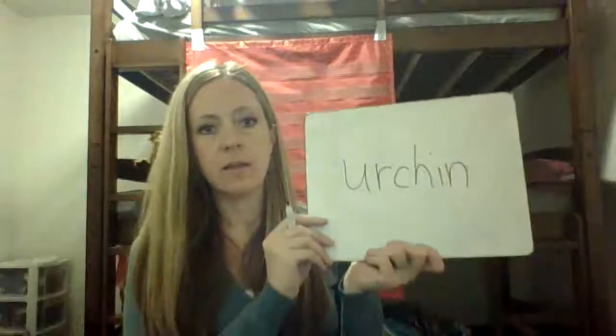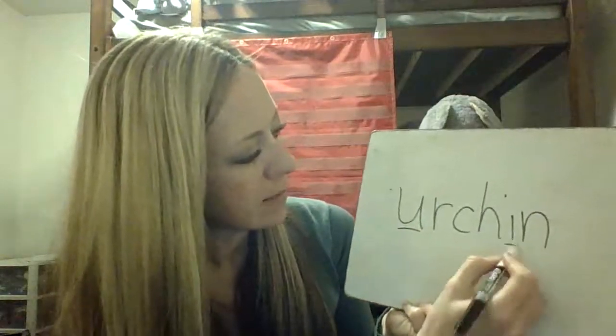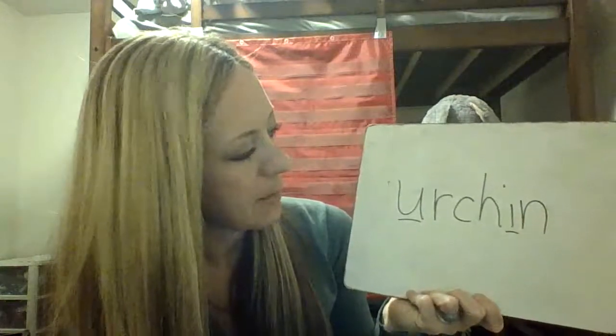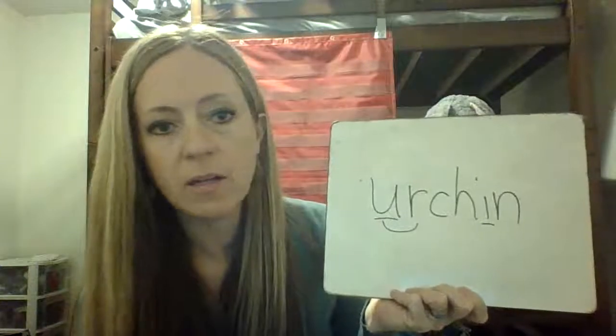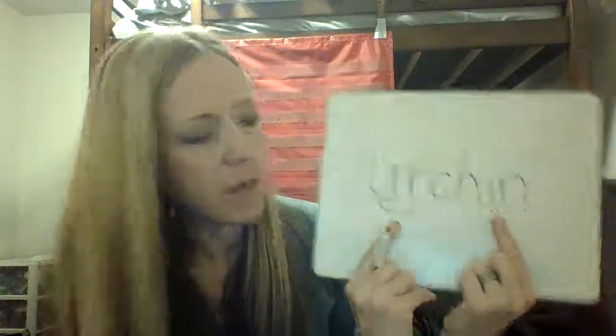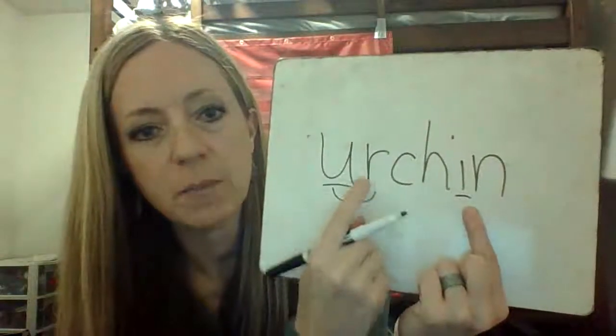U-R-C-H-I-N. Find the vowels. I see a U. I see an I. Okay, anything need to stay together? Absolutely. Keep those together. It's a vowel-r. Now looking between those vowel sounds, how many consonants? 1, 2. I mean, technically R, but that sticks with that.